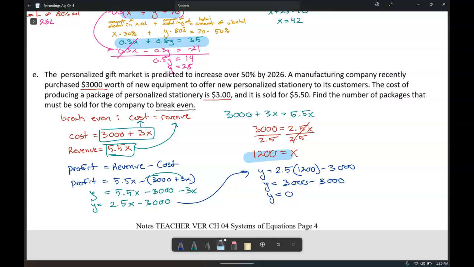If x was a value less than 1,200, then they would have negative profit, meaning they haven't made enough money to break even on the cost associated with the project. But once they sell more than 1,200 units, then they're starting to actually make money on every single item that they sell.